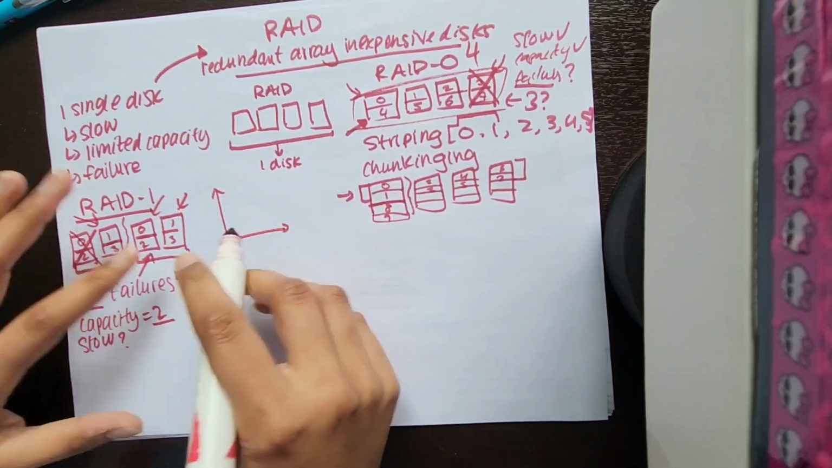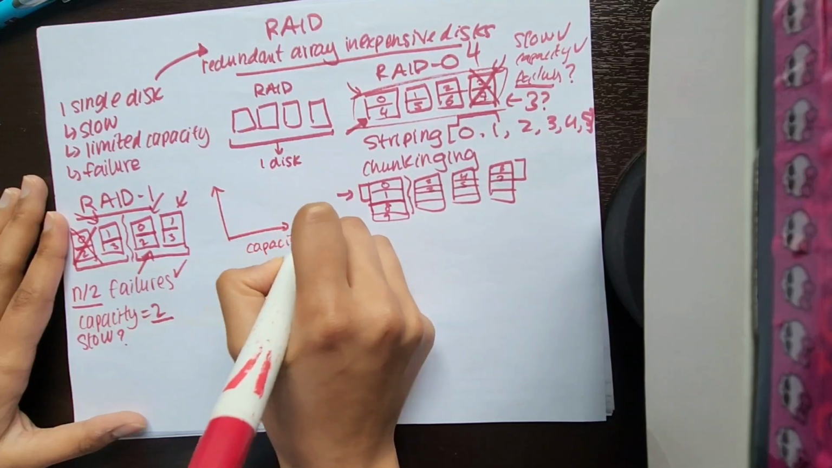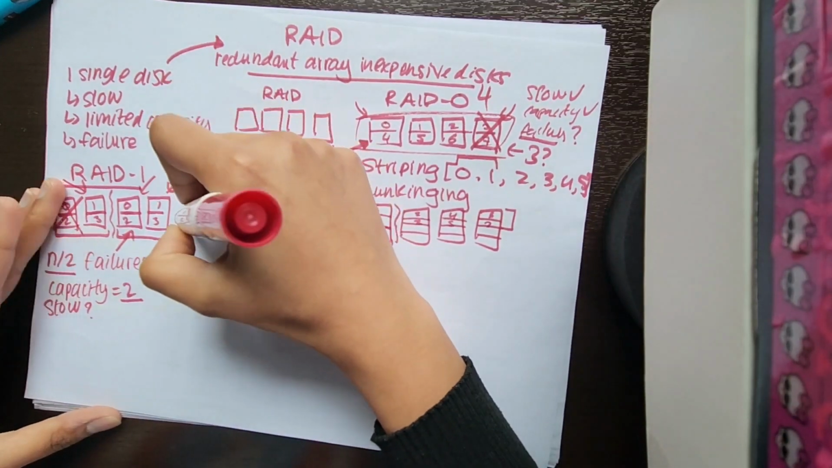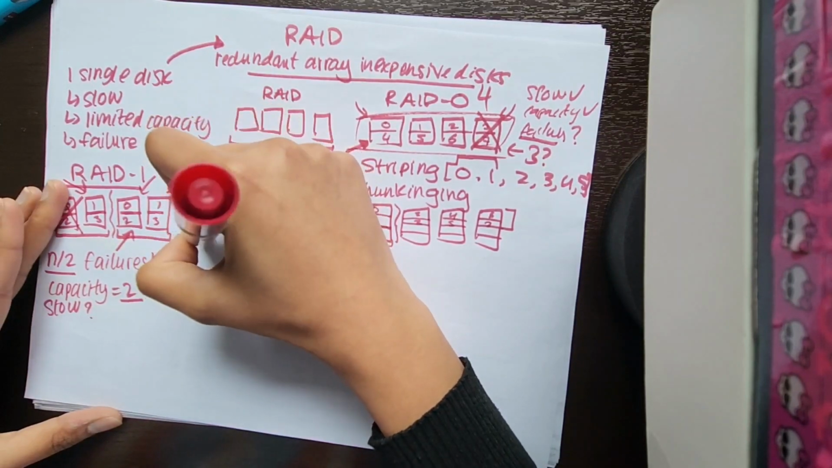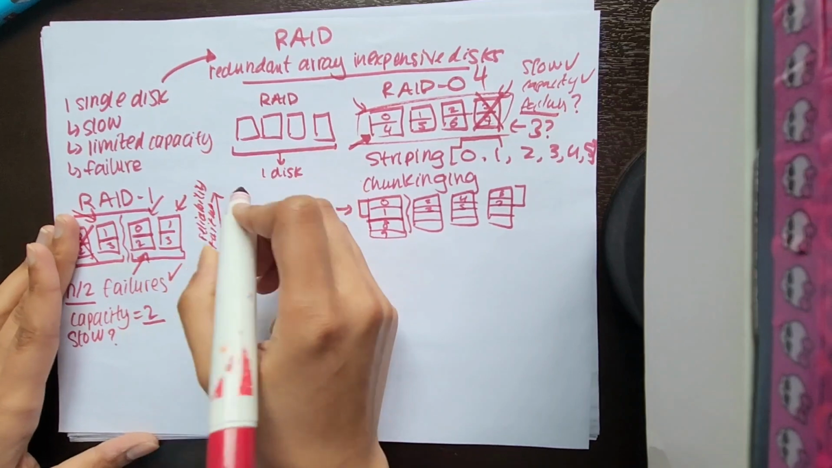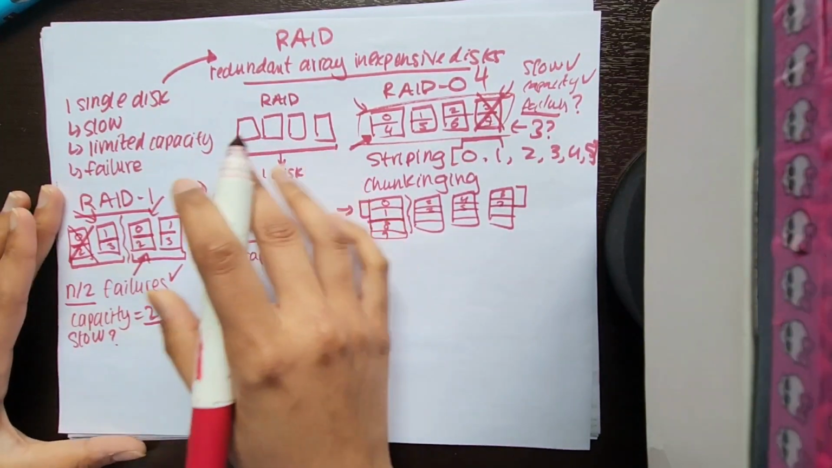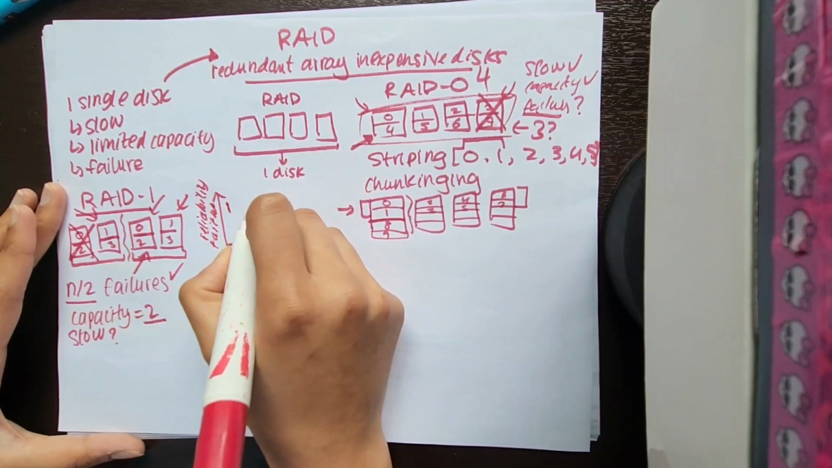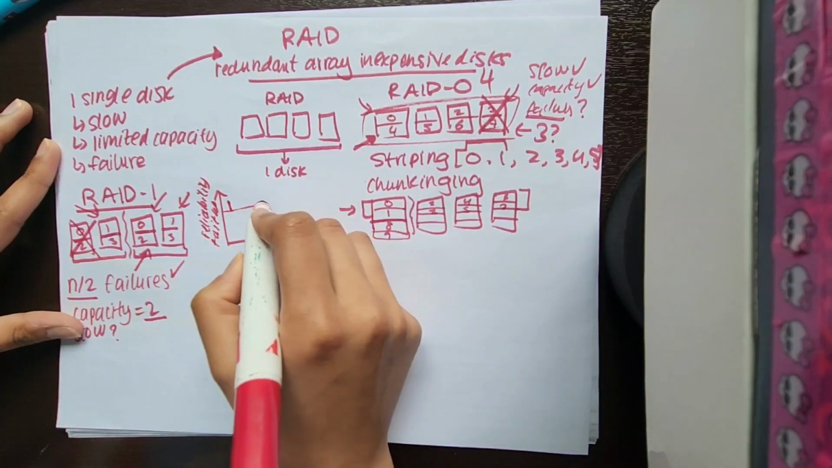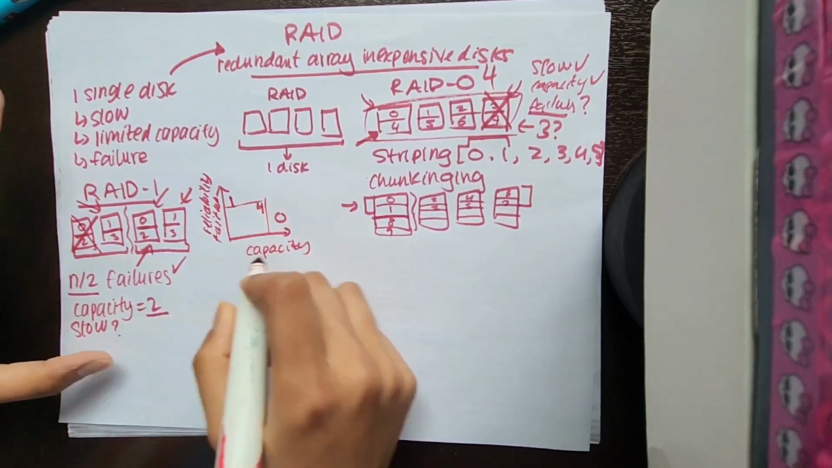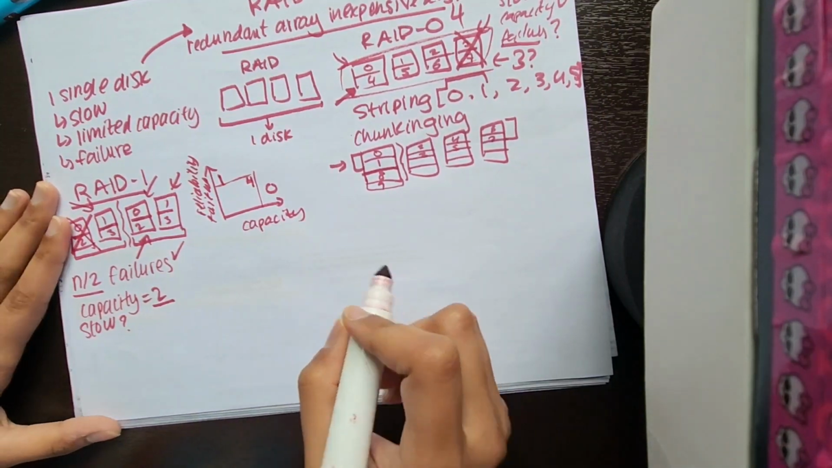So if this is just a quick graph, like if this is capacity and this is reliability for failures, RAID 1 would be somewhere up here. RAID 0 would be somewhere up here. Now RAID 4 sort of tries to do this. It's not quite as failure resistant and it doesn't have quite as much capacity, but it tries to sort of get the best of both worlds.